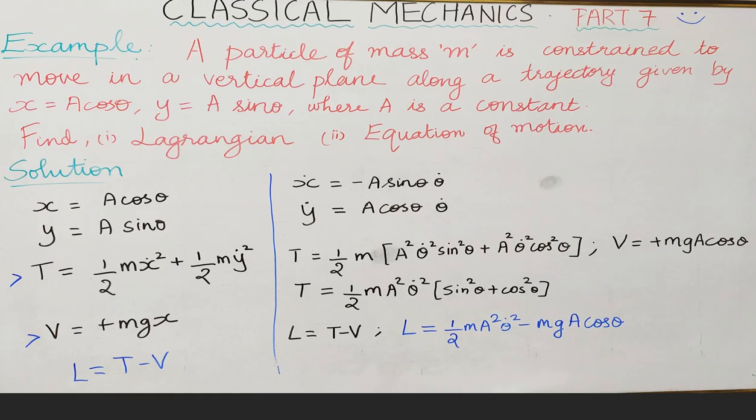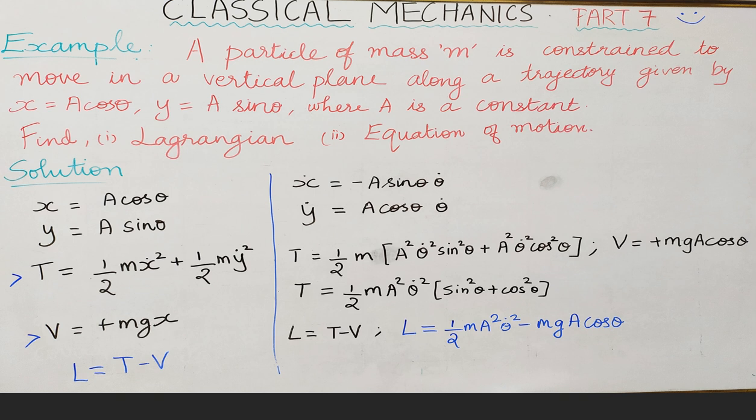So here is an example. A particle of mass m is constrained to move in a vertical plane along a trajectory given by x = a cos theta, y = a sin theta, where a is constant. Find the Lagrangian and also find the equation of motion. Here I consider the vertical plane to be my x-axis and the horizontal plane to be my y-axis. I have just considered it on that basis and done the problem.